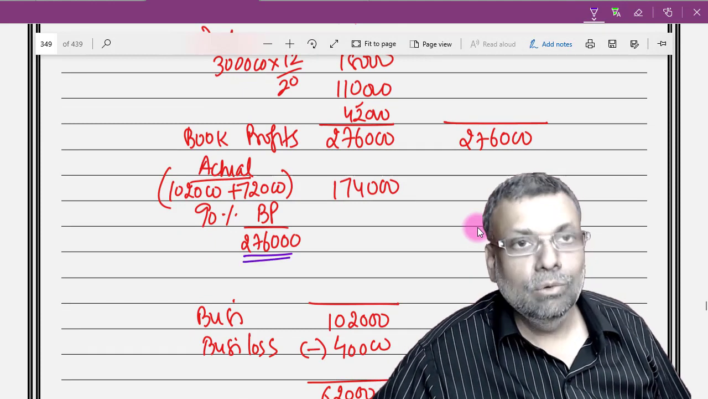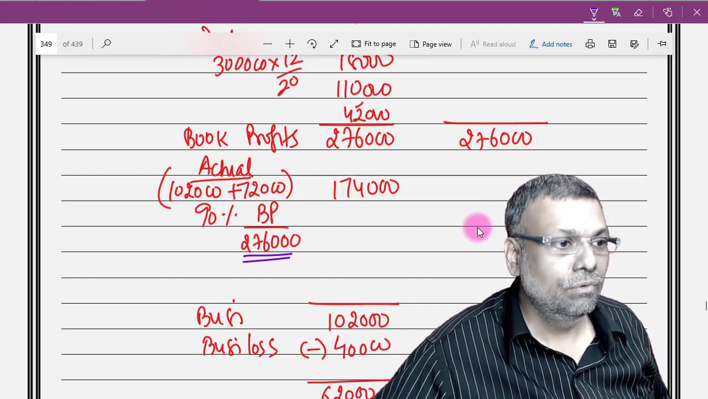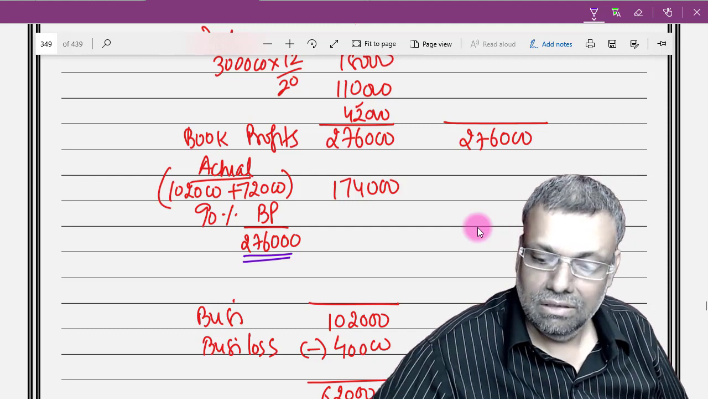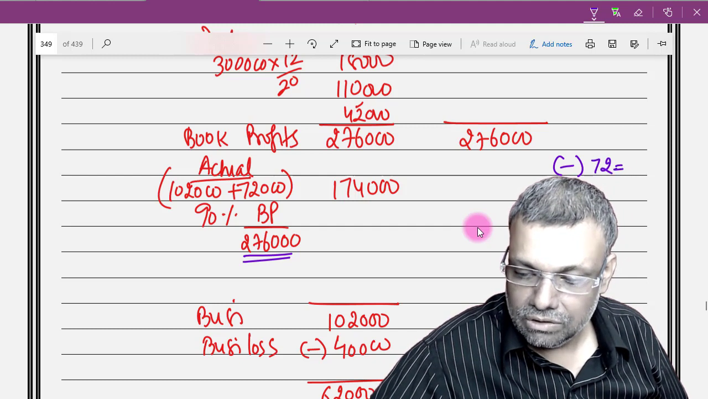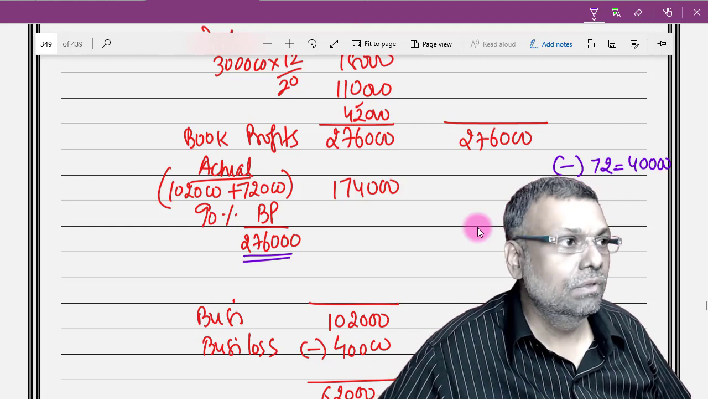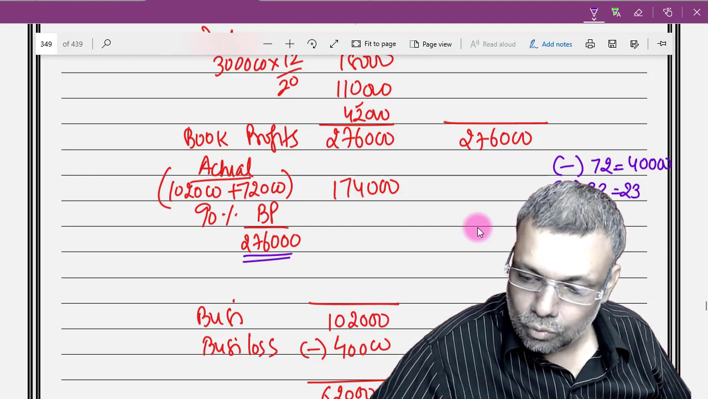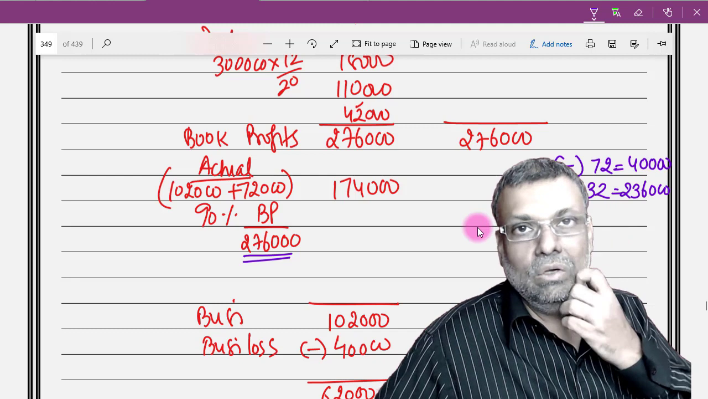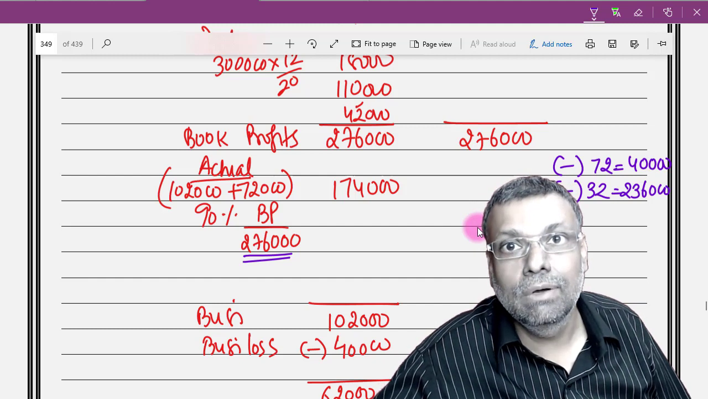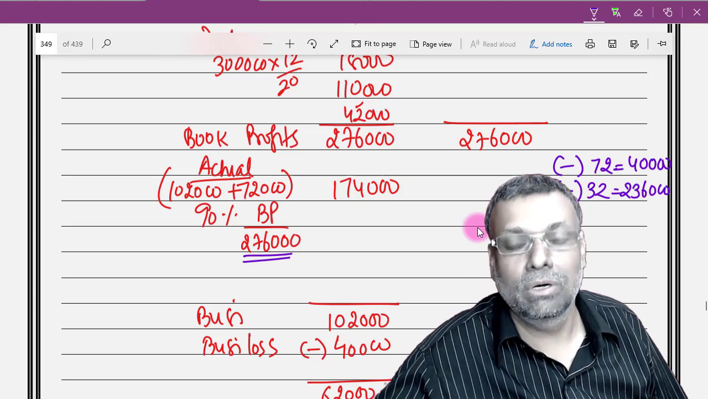Now I'll have to do a little bit of a notional calculation. Normally, on this book profit I calculated 90%, but now because there is a brought forward depreciation, I'll have to do that notional calculation. So from 2,76,000, adjust section 72 business loss 40,000. Balance, if any, will go for the depreciation. And that is going to be section 32, 2,36,000. Because business loss is always to be adjusted first, but this is a notional working. This is only a rough working, a working note, only for the purpose of updating the book profits if there was a brought forward depreciation.